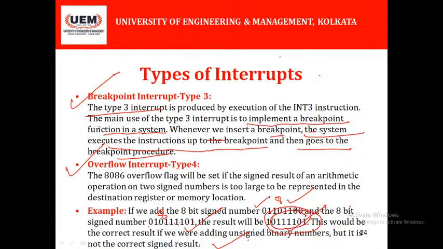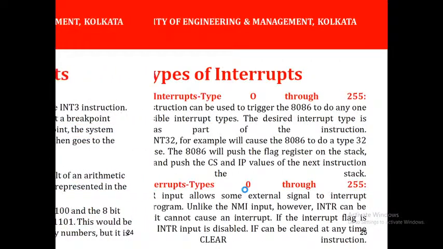It is representing a number, but it is not in the 2's complement form. It would be correct if we were adding unsigned binary numbers. But because it is not presented in 2's complement form, a problem occurs. So the 8086 overflow flag will be set when the signed result of an arithmetic operation on two signed numbers is too large to be represented in the destination register or memory location.